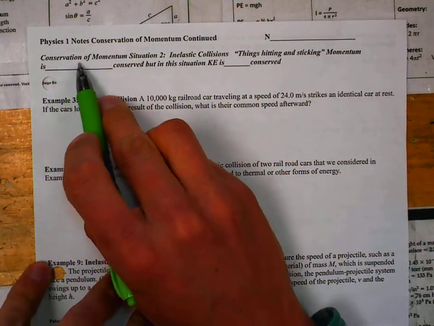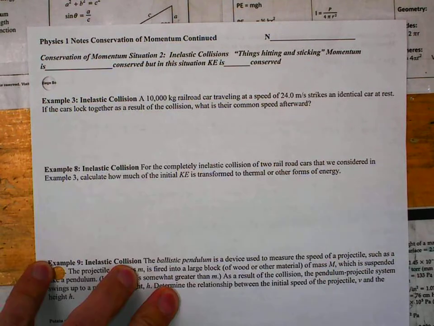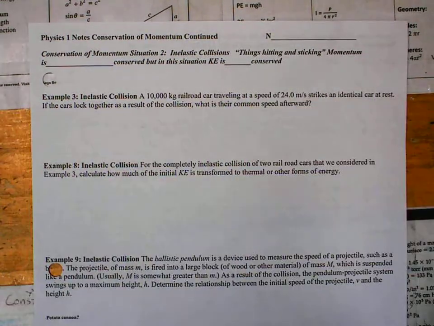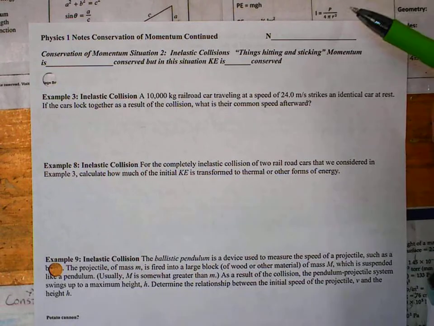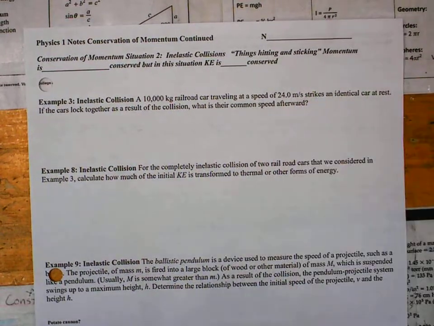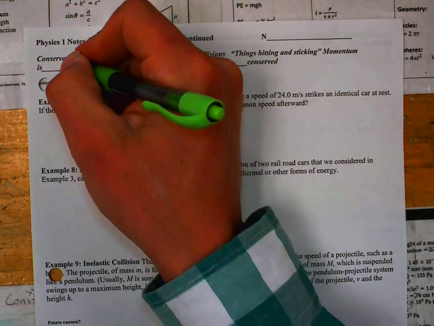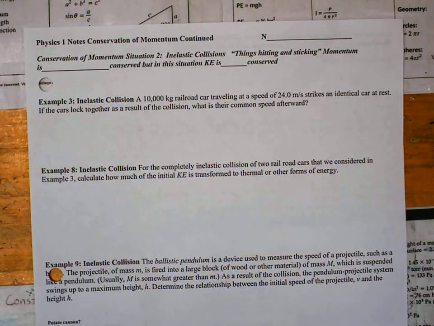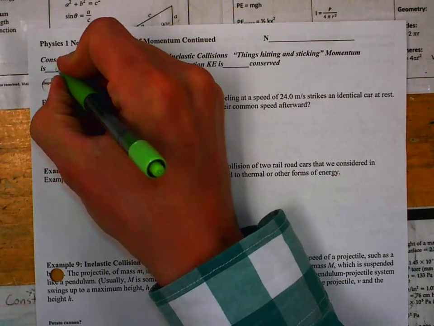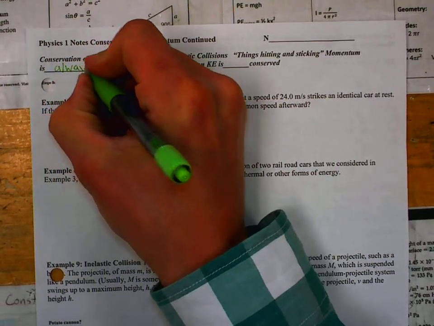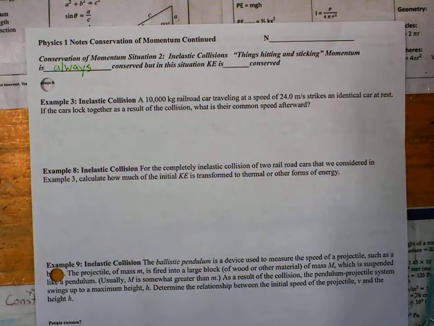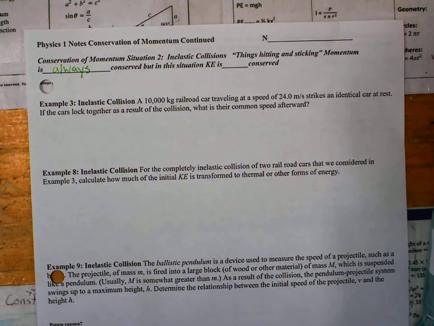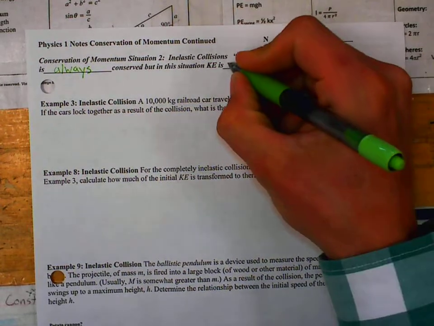Okay, so conservation of momentum, situation 2. Situation 1 was the explosions, where the masses were combined and then separated. So here the masses are going to be separate and they're going to hit and then they're going to be combined. So it's basically the opposite of an explosion. Things hitting and sticking. Momentum is, what do you think? Always. Momentum is always conserved, but in this situation, kinetic energy is not.